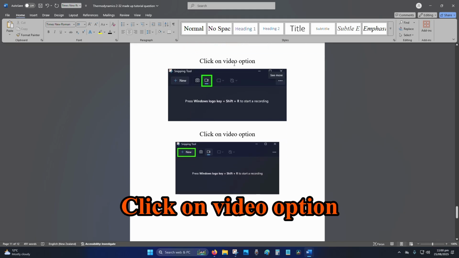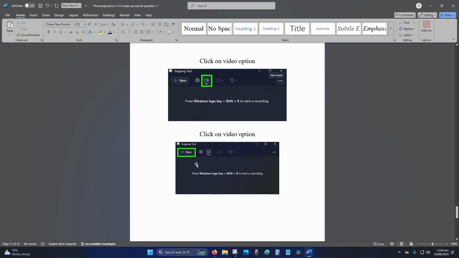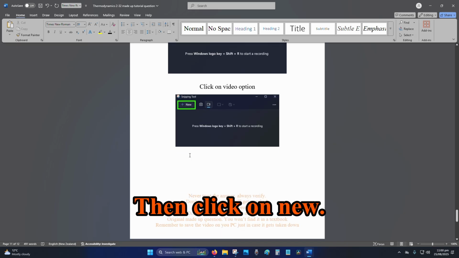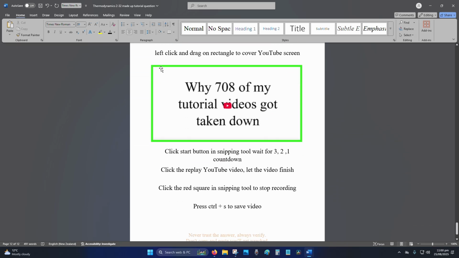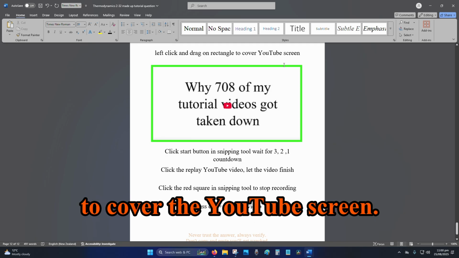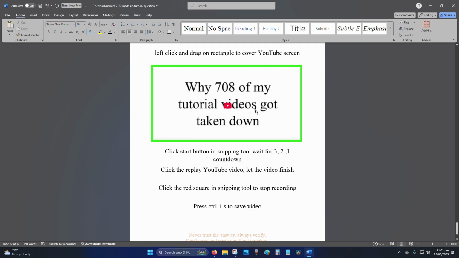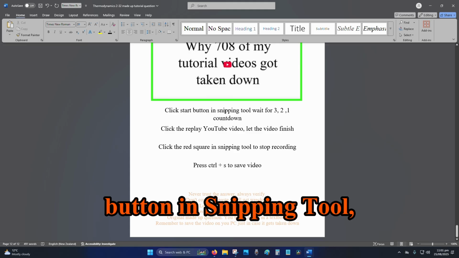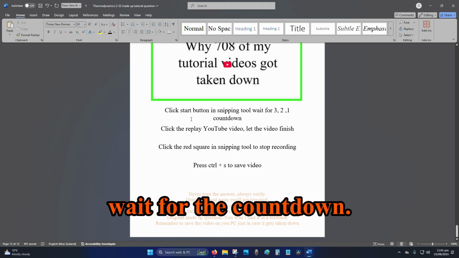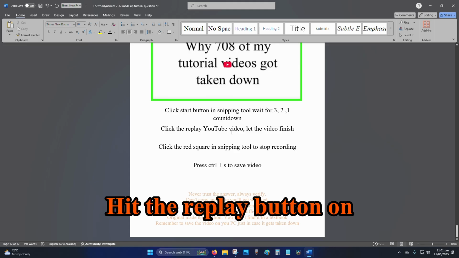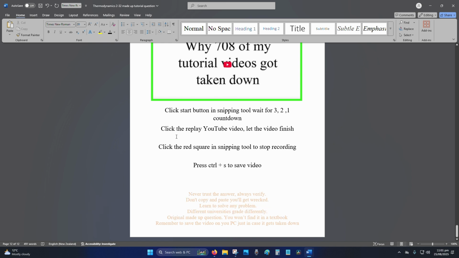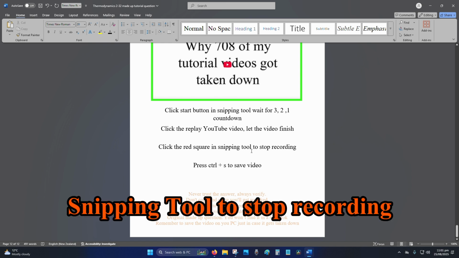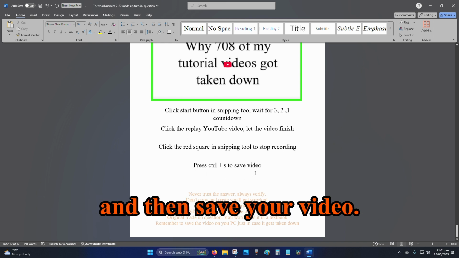Click on video option once you have it open. Then click on new. Left click and drag the rectangle to cover the YouTube screen. This is just an example. Then hit the start button in snipping tool, wait for the countdown, hit the replay button on YouTube, let the video finish, hit the red square and snipping tool to stop recording, and then save your video.